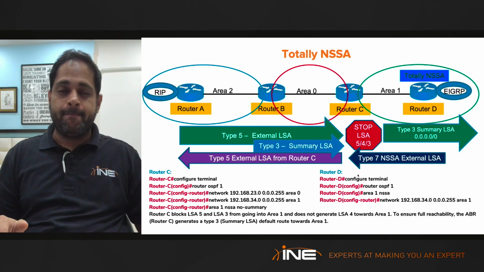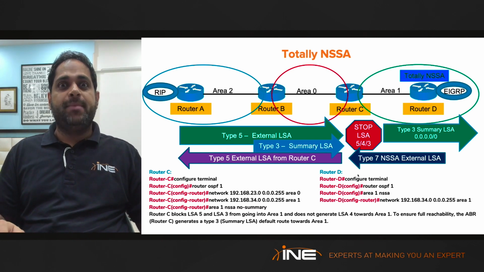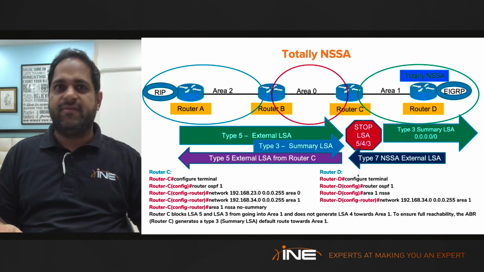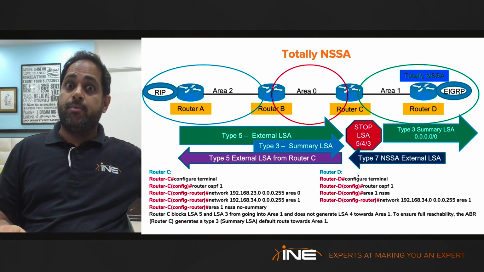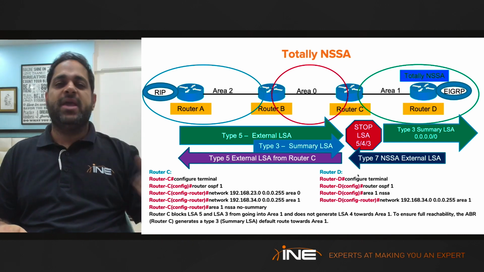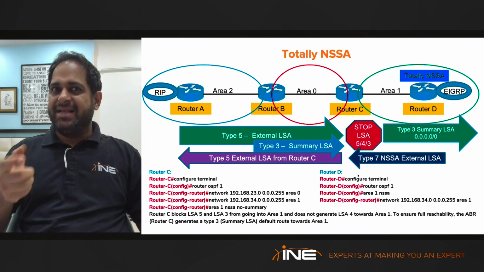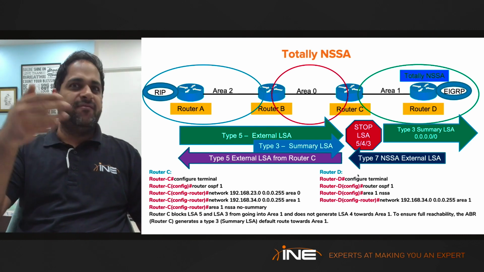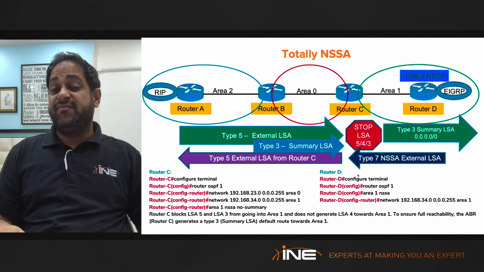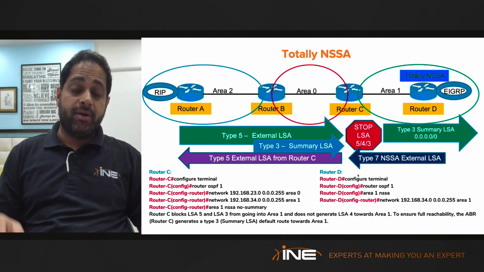The next one that we have to look at is the last one, which is totally not-so-stubby. Totally not-so-stubby is a lot like totally stub. It blocks LSA 5, LSA 4, and LSA 3 coming into the area. So again, if you look at this diagram, let's talk about the routes coming from RIP, router A, through OSPF. Router A sends type 5 LSA throughout the OSPF domain. Besides that, I have inter-area OSPF routes coming from the ABR.